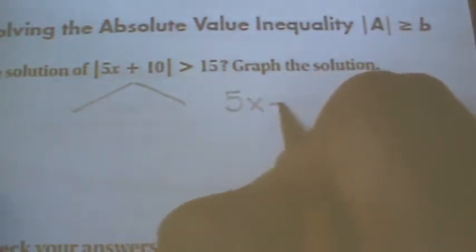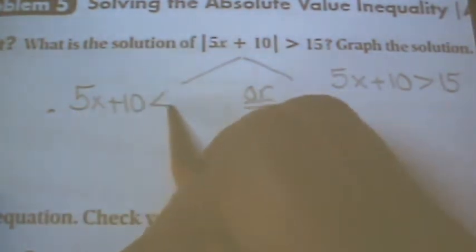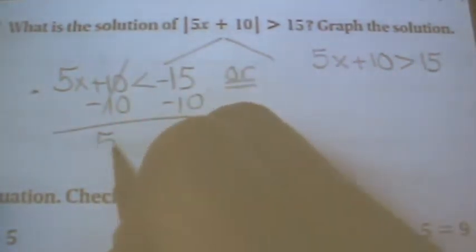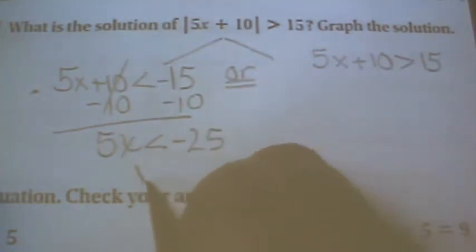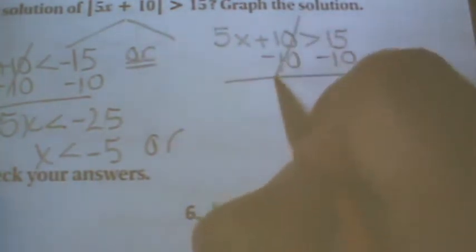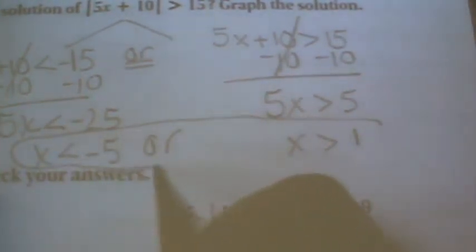Okay. If it's a greater, this is a greater. How do you break this one up? 5x plus 10 greater than 15, or 5x plus 10 less than negative 15. Now we're going to subtract 10. So 5x is less than negative 25. Divide by 5. So here is your answer for this or one.